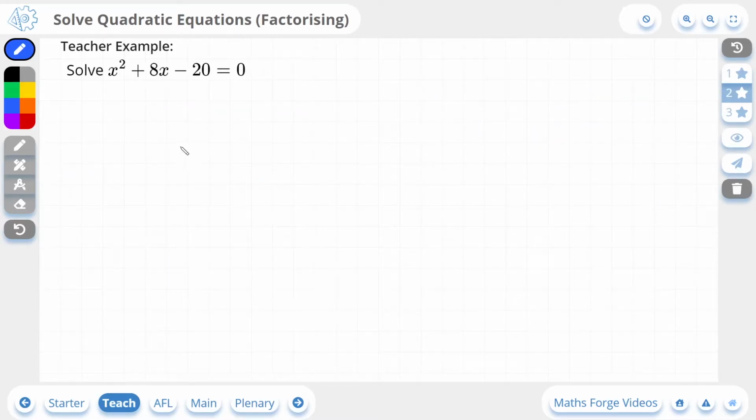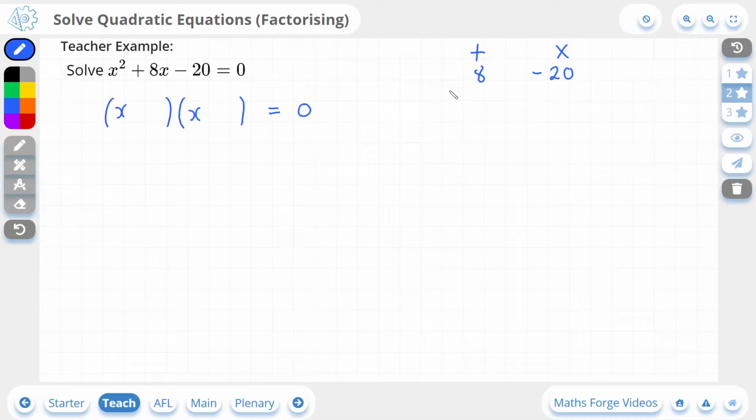Now we'll do a two-star example, again with a quadratic trinomial. We know that this factorizes into two brackets, which is equal to 0. And since it's an x squared, both of the brackets are going to have an x in them to the left. And now we need to think of two numbers that multiply to give us negative 20, and they add to give us 8. Now, the only way you're going to get a negative number through multiplication is if one of the numbers is positive and the other number is negative.